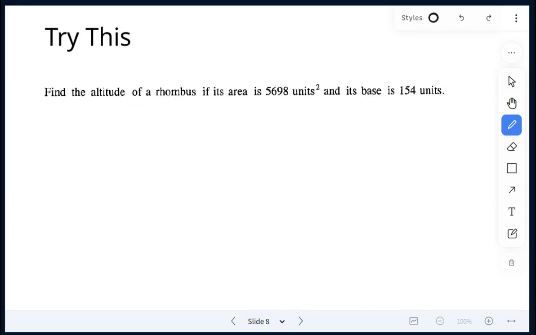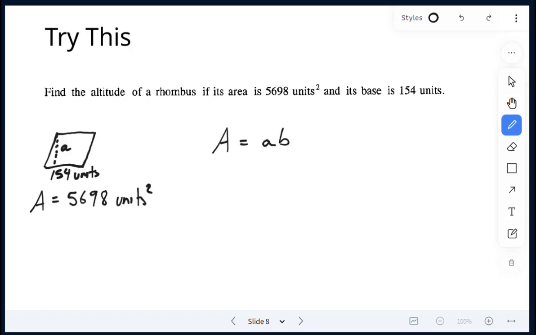Okay, the next example is a rhombus. Find the altitude of a rhombus if its area is 5,698 units squared and its base is 154 units. This one then, area of a rhombus is its altitude multiplied by the base. We're given the area is 5,698 units squared. Altitude is what we're trying to find. Our base is given to us as 154.